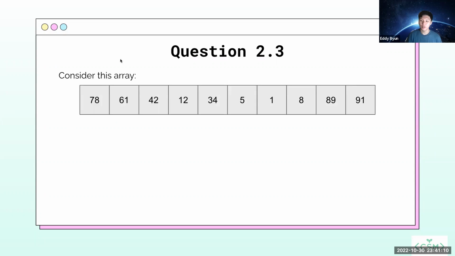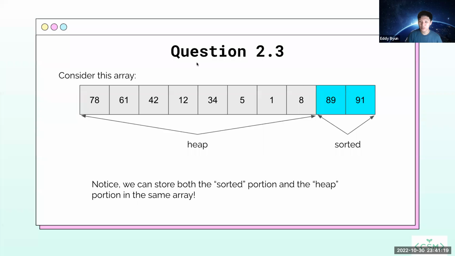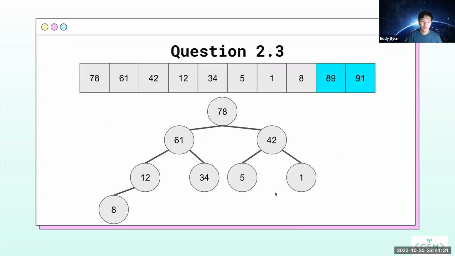Well, let's consider this array here. And this array is like a snapshot of the array in the middle of heap sort. This portion here is our heap, and this portion here in this blue color is the sorted portion. And notice that we can store both the sorted portion and the heap portion in the same array. And this is the heap portion drawn out in the traditional tree diagram. So hopefully this visualization makes it easier to understand why we use a max heap.